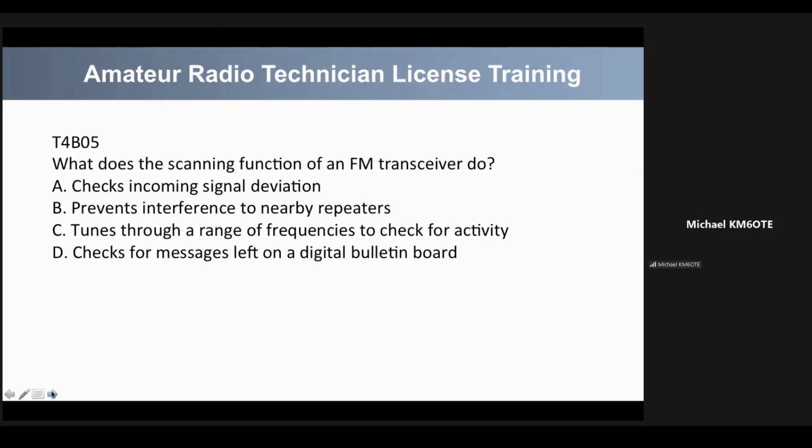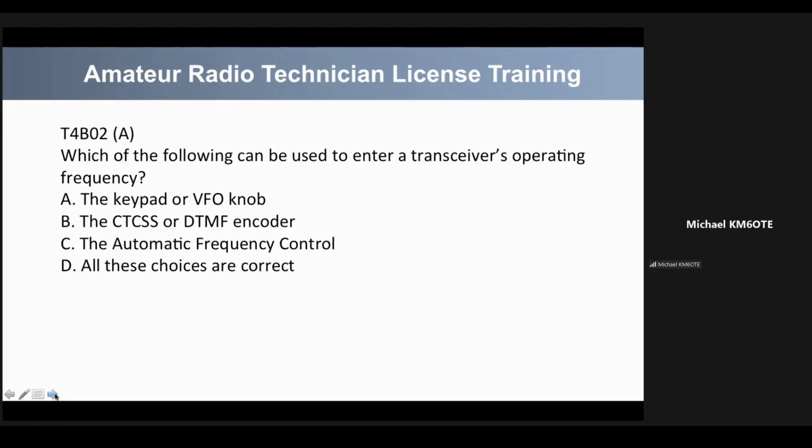Okay, what does the scanning function of an FM transceiver do? It checks incoming signal deviation, prevents interference, tunes through a range of frequencies to check for activity, or checks for messages. Well, there are no messages in FM transceivers. It's going to tune through a range of frequencies to check for activity. Which of the following can be used to enter the transceiver's frequency? Is it the keypad or the VFO knob, the CTCSS or DTMF encoder, automatic frequency control, or all of these choices? It's the keypad or the VFO knob, right?